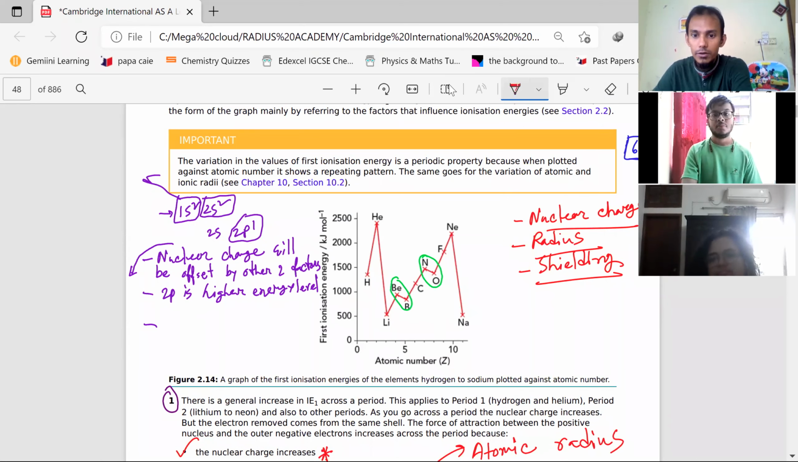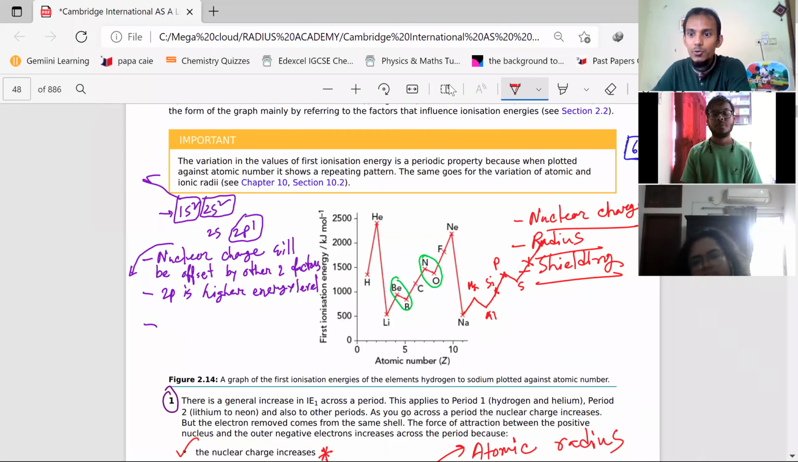এটা তো beryllium to boron, আমি যদি যাই sodium, magnesium, aluminum, then silicon, then phosphorus, sulfur, chlorine, argon. Do you understand? So there will be the same pattern in period 3 as well. And they will ask you why there is a small drop between magnesium and aluminum.